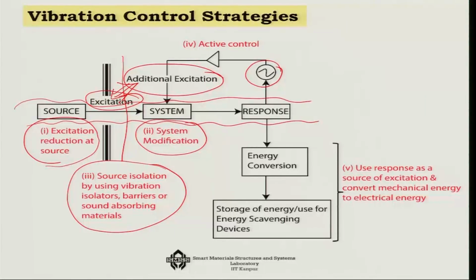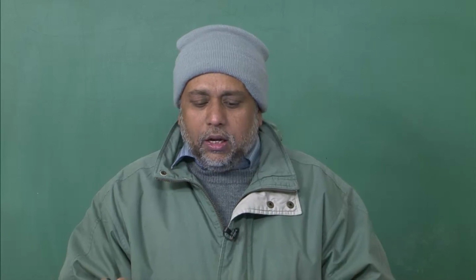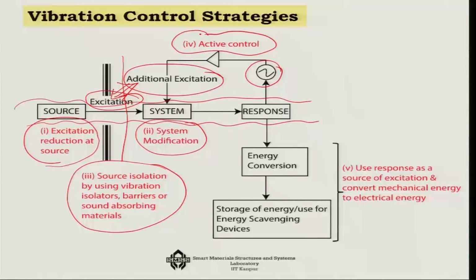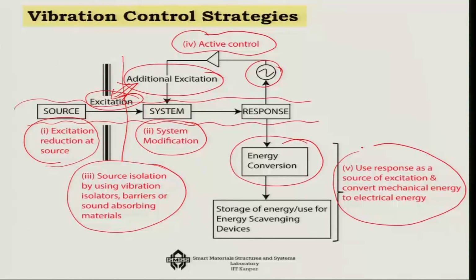So, that is the case of active control, because in order to determine what this additional excitation will be, you have to know from the response what your direction of motion is, then you have to determine how to give this additional excitation. Finally, some people have very intelligently used the vibration itself to generate energy. That is what is called energy conversion, that is our fifth strategy. It is also known as energy harvesting.